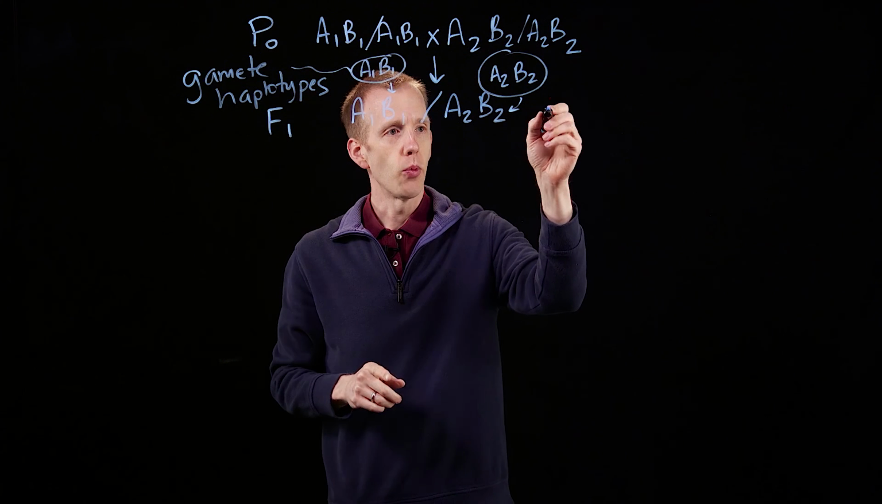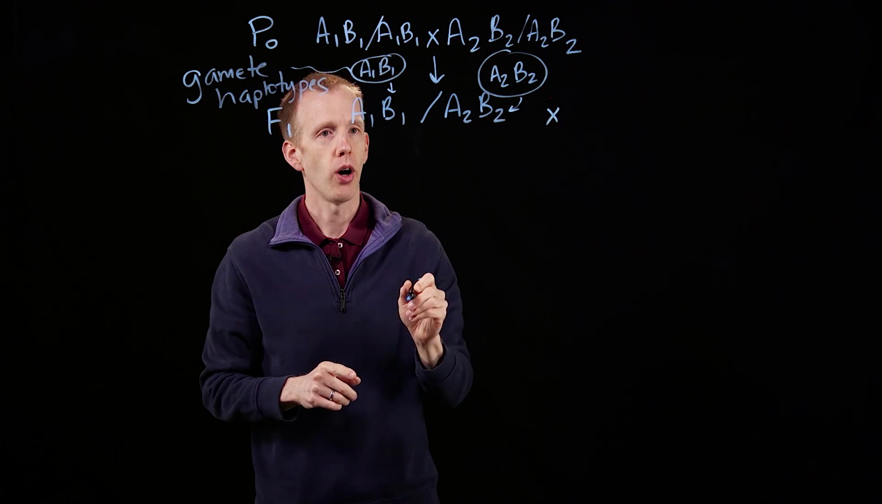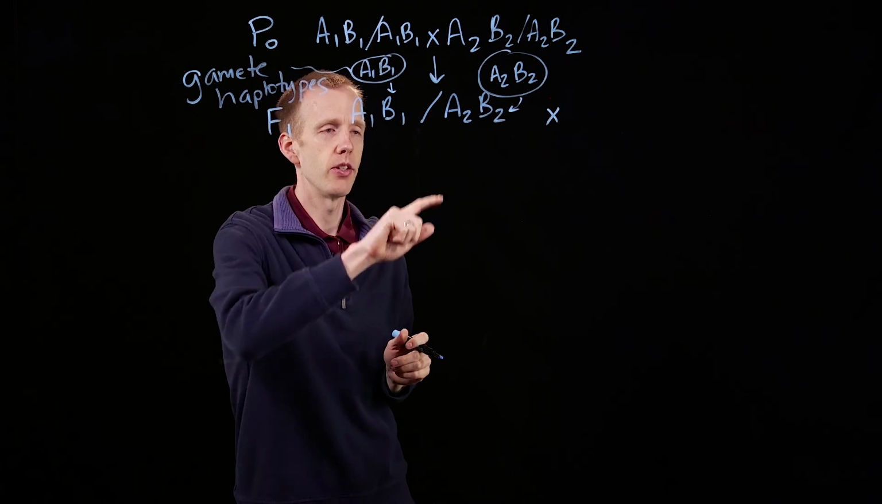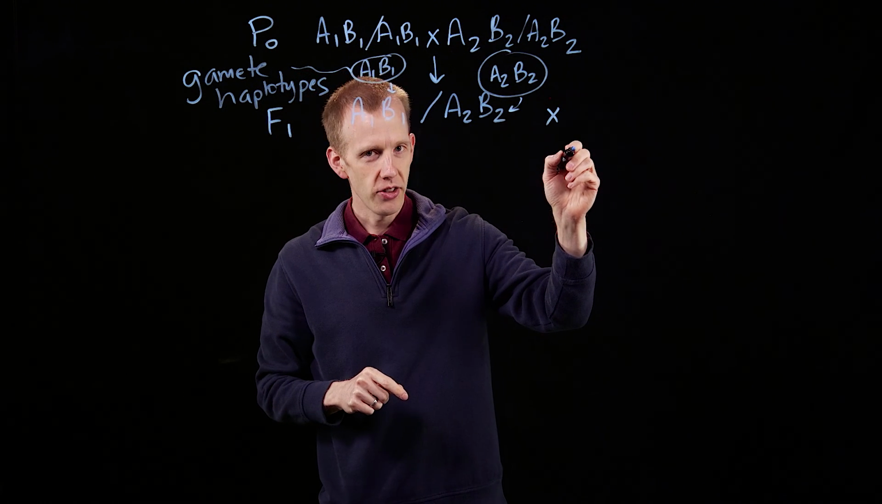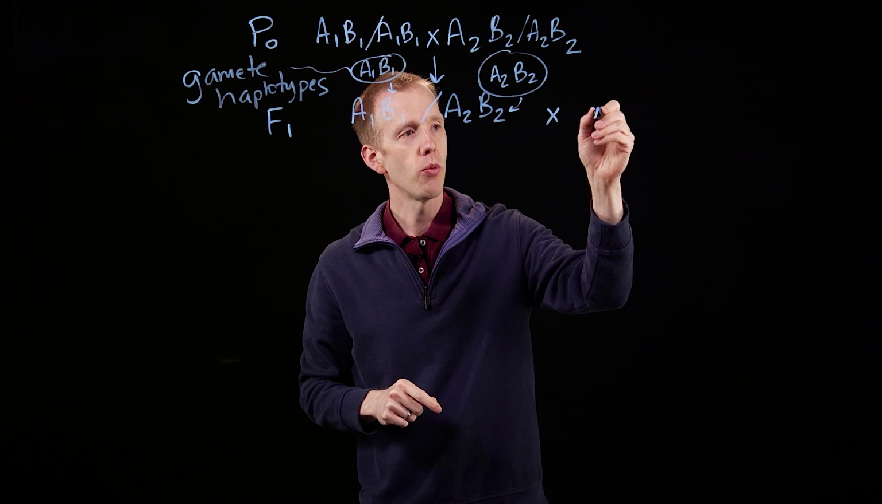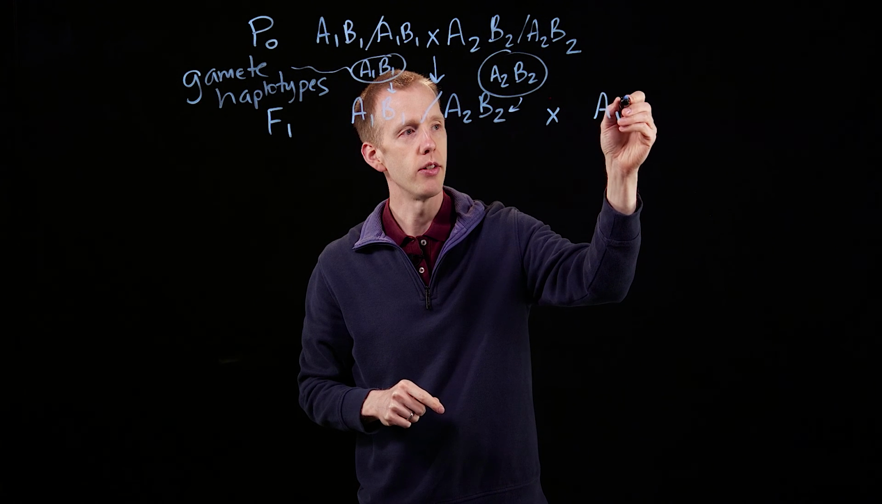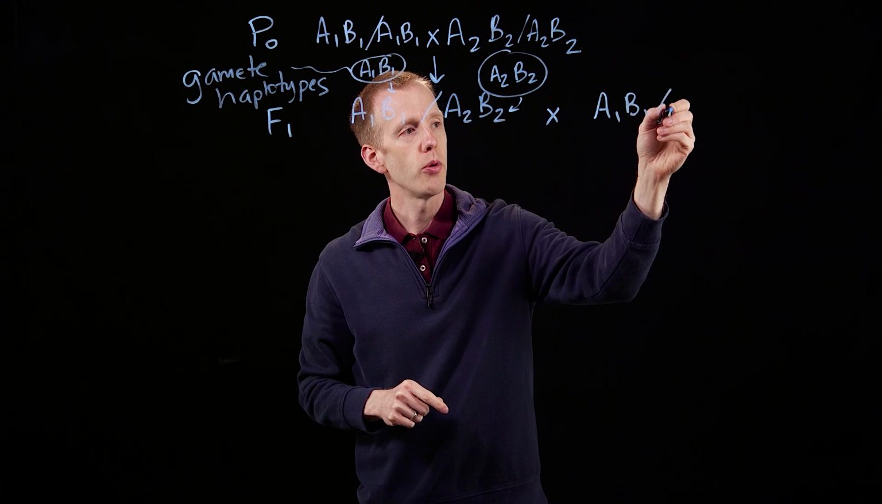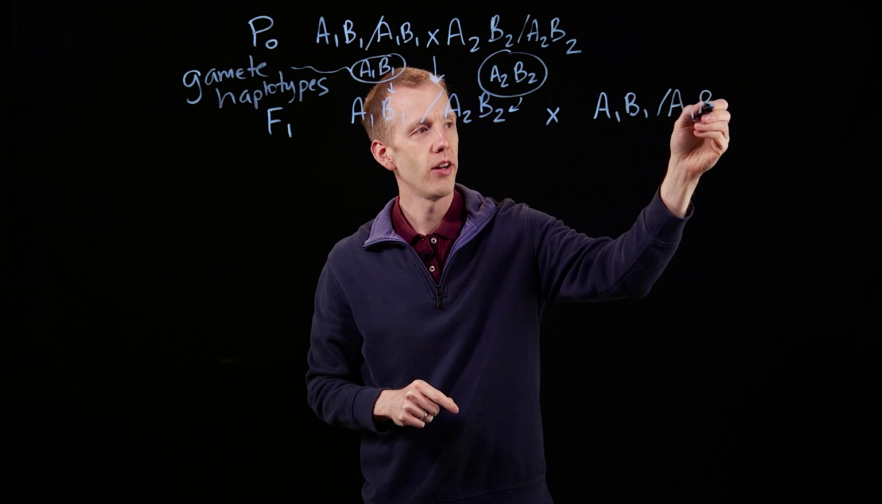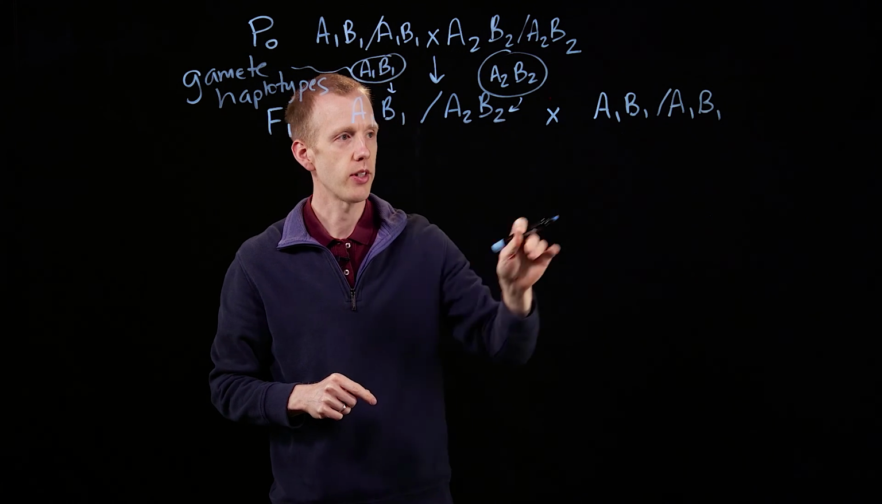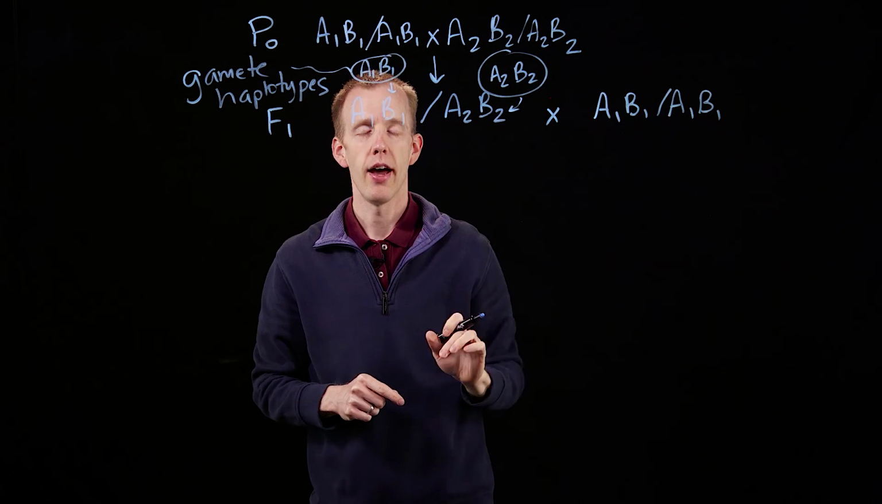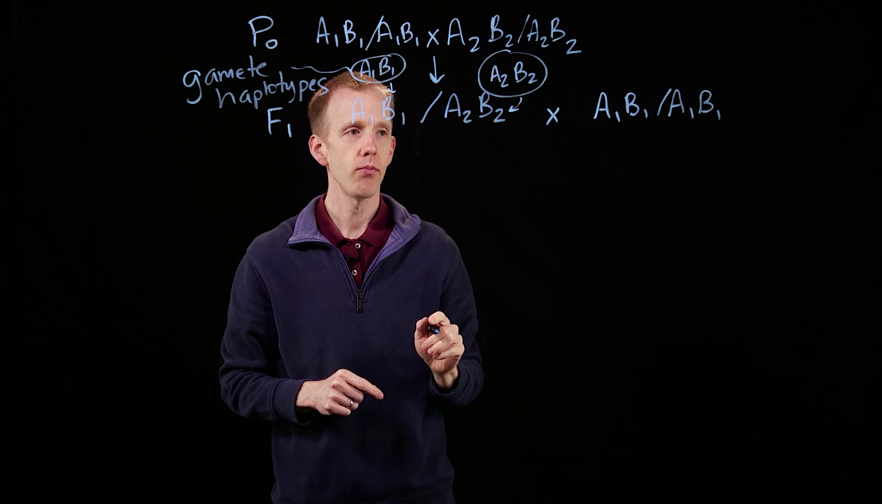In this generation, the way we conduct this experiment is to cross the F1 dihybrid, this individual, with a tester individual. And we've already seen what a tester genotype is. It's an individual that's homozygous for one set of alleles. So in this case, they're homozygous for A1 and they're homozygous for B1.